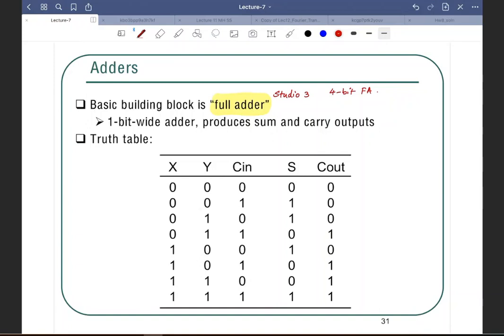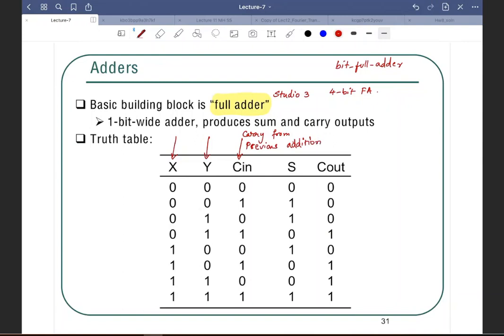So let's see. We have a 1-bit wide adder, which is, say, instead of 4-bit, let us say we start off with the 1-bit full adder. We were calling that bit full adder, right? That's what we called it, 1-bit full adder. So if you want to have a 1-bit full adder with inputs X, Y, and C in, which is essentially the carry from the previous addition.